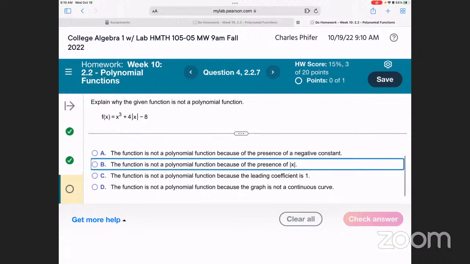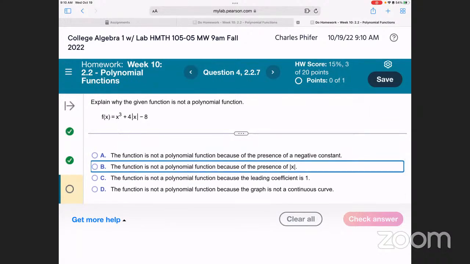So remember, one of the properties we said the graph of a polynomial will have is that it's going to be smooth, so there are no sharp edges or corners or anything like that. The absolute value term is going to create a sharp corner somewhere on our graph. So it's not a polynomial function because of the presence of the absolute value of x. It should be that one.